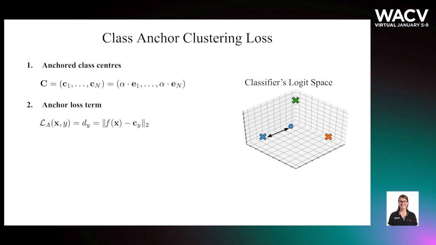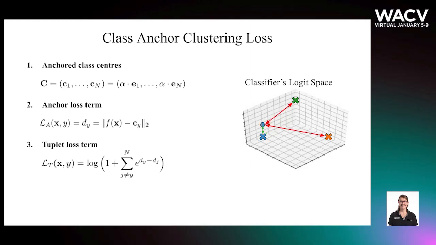For a given input, indicated by the blue circle, we then have an anchor loss term to penalize its Euclidean distance to its ground truth class center, in this case, the blue cross. This encourages the input to map closer to the ground truth center. We also use a tuplet loss term, which maximizes the input's margin of distance between the ground truth class center and all other class centers. This should again encourage the input to move closer to the correct class center, while also moving further away from all incorrect class centers. Our final class anchor clustering loss combines the tuplet loss term and a weighted anchor loss term.